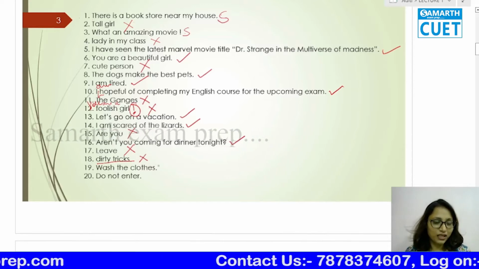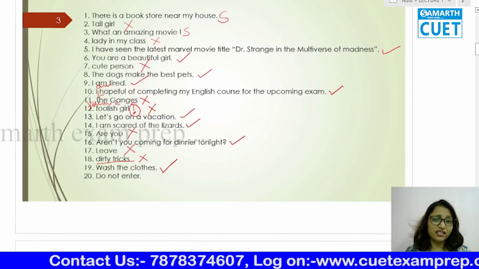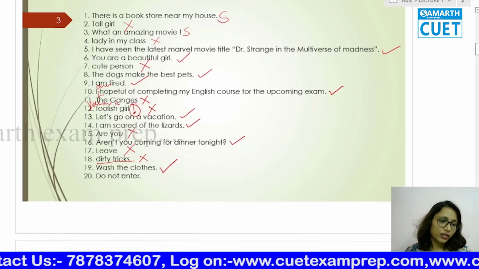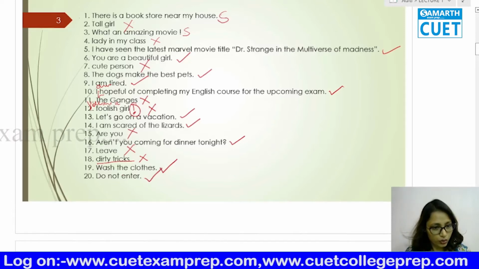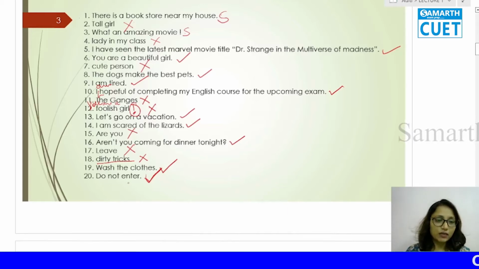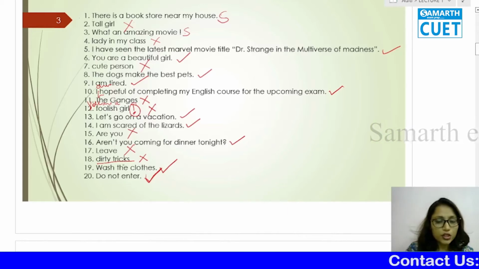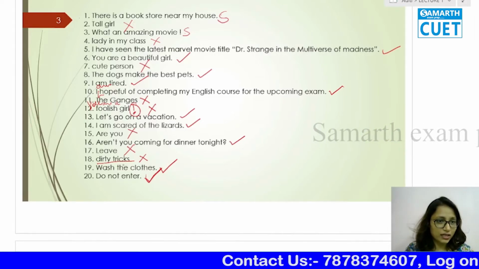Wash the clothes. Yes, mother's orders, so definitely a sentence and definitely to be abided by. Do not enter. Yes, a command. Oh, so it is a sentence. So I'm sure you must have known what exactly is a sentence and which are not sentences. So this was a very small exercise, and I'm hopeful that most of you must have got your answers right.